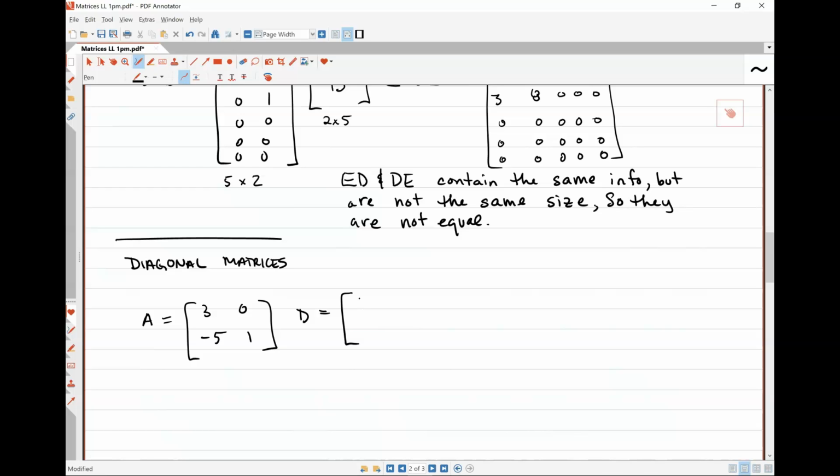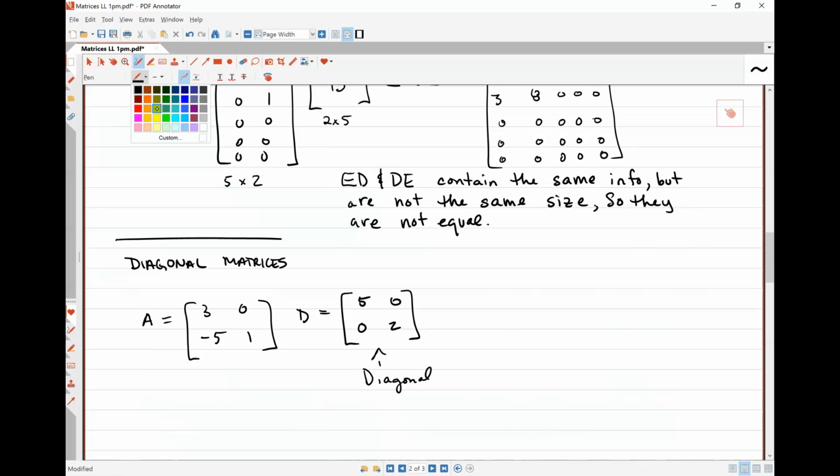Anyway, let me go on with this example. It's a good question. All right, so this is a diagonal matrix because its only non-zero entries are on that diagonal. And so let's see what happens when we are multiplying matrices by a diagonal matrix.